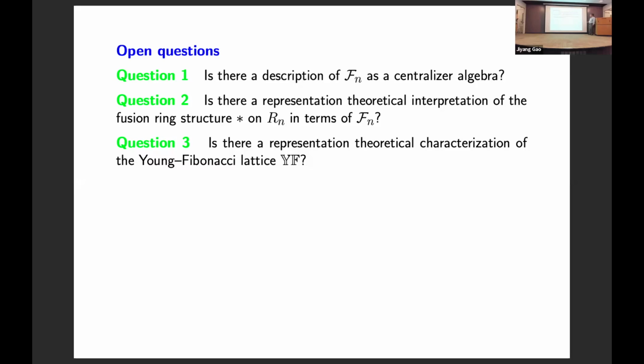And the third problem is the characterization of the Young lattice. Stanley's theorem says that the Young lattice is the only differential poset coming from the power of a finite set. So it might be interesting to find such a kind of characterization.